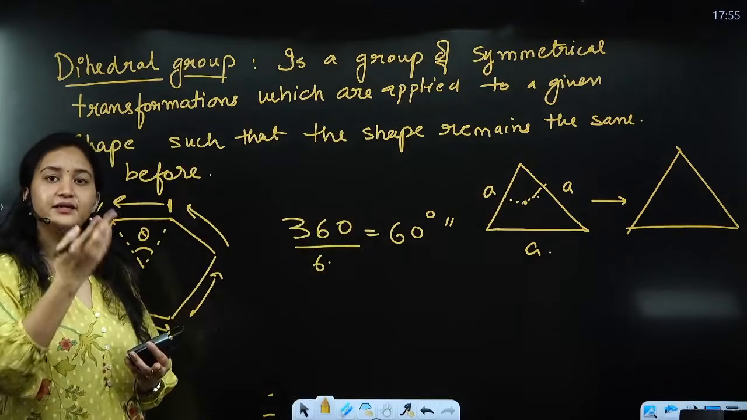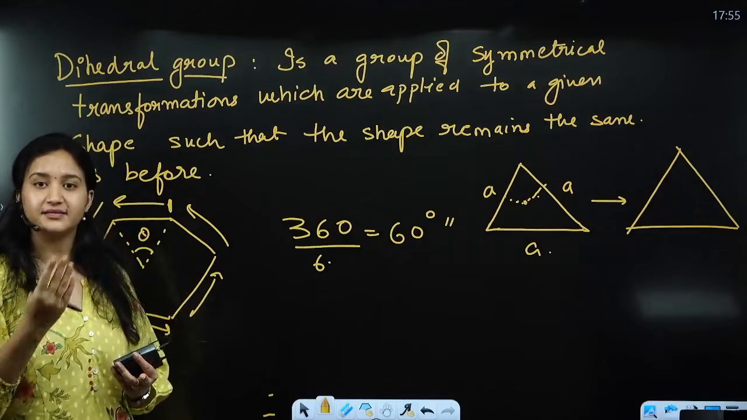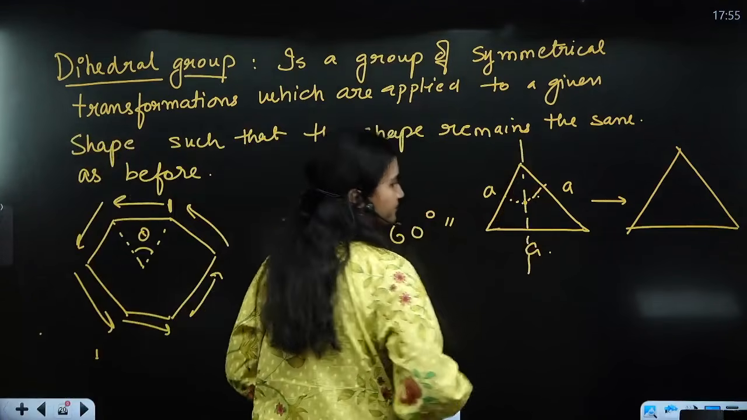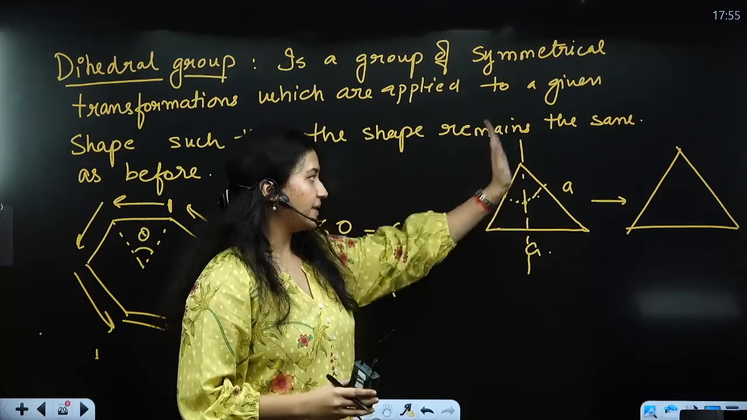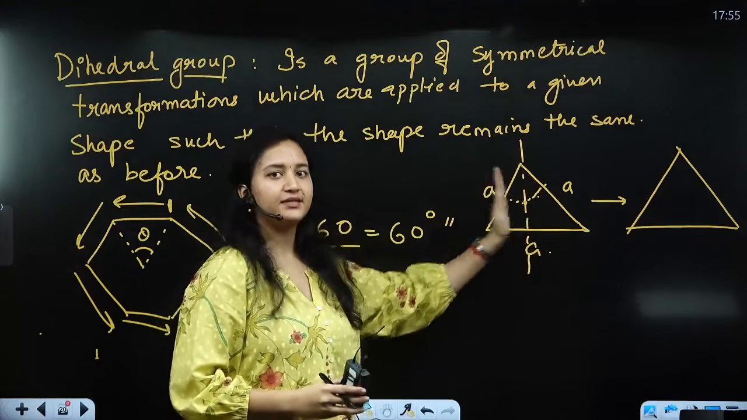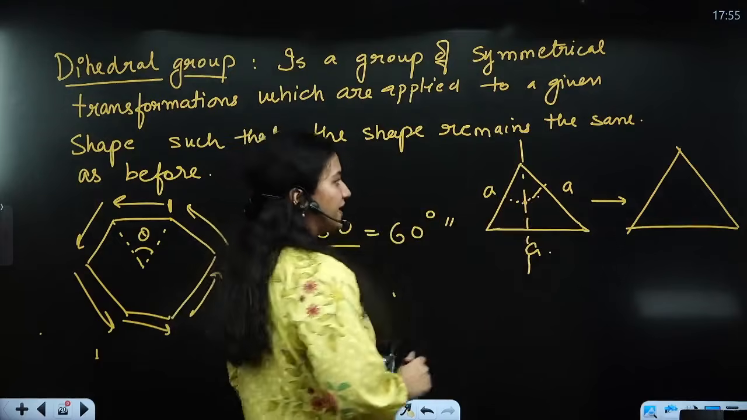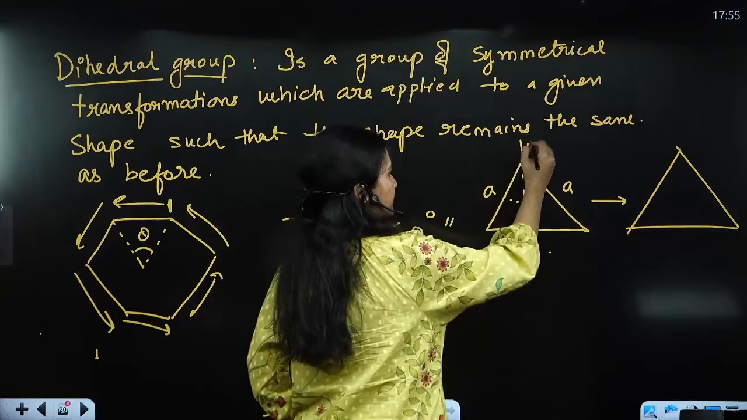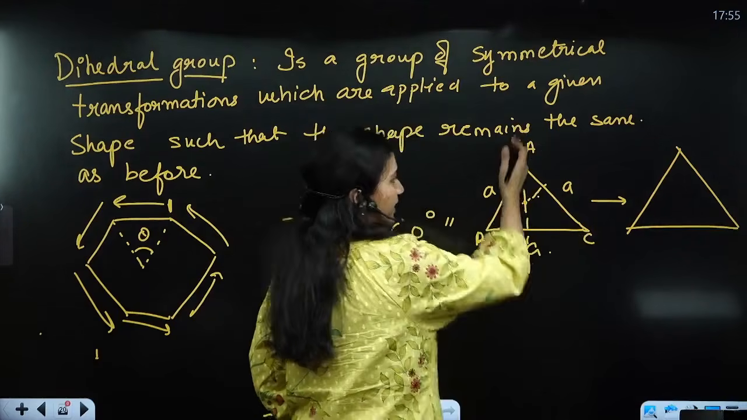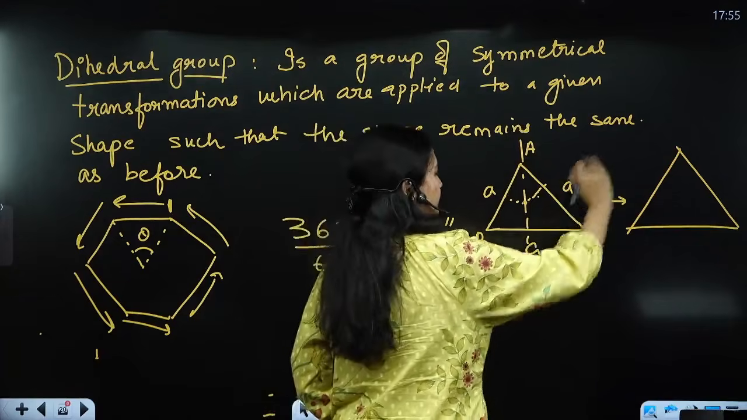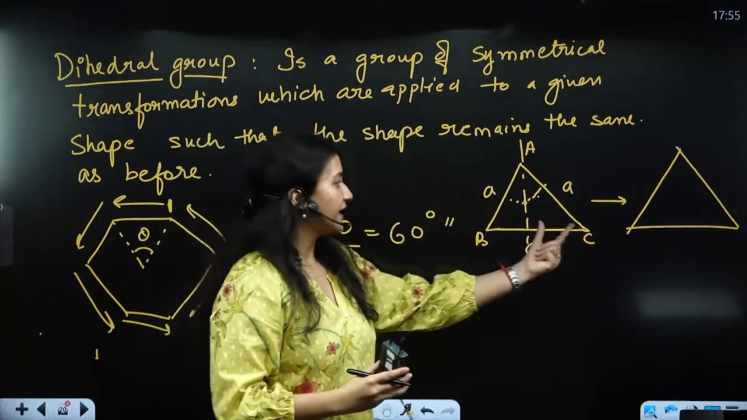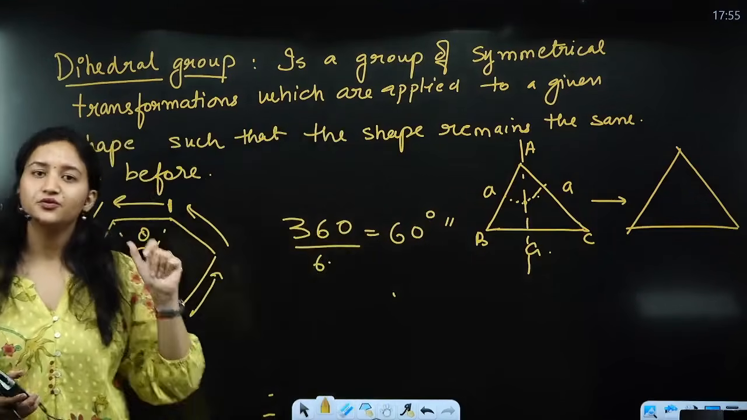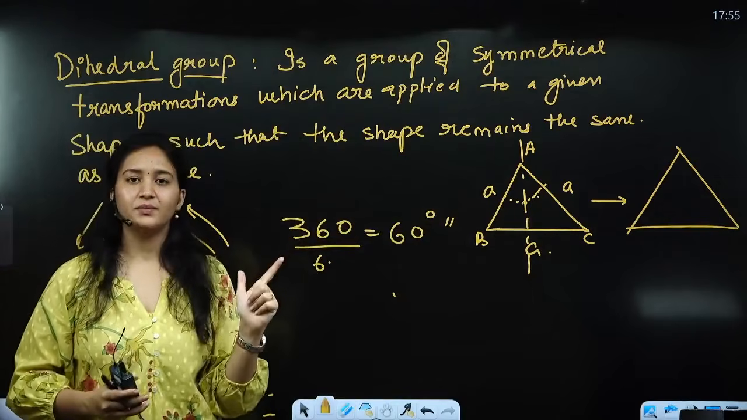Second thing is I can reflect it along any axis. That means I can flip it. So this is going to be a reflection. Basically, if I am placing a mirror here, it is going to be the same shape on both the sides. If this is A, this is B, and this is C, I can reflect it through the A axis, through the B axis, and through the C axis as well. So there are two types of symmetries possible. First one being a rotation and the second one being a reflection.